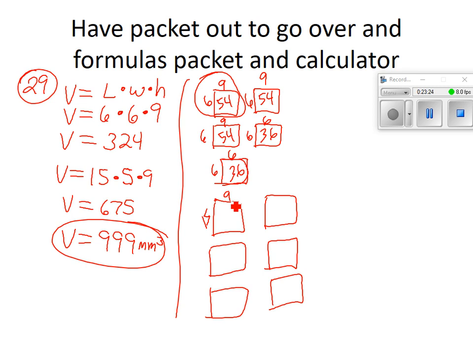Now the top will be the same. We'll leave it blank for a second. We'll come back to it. The front face, what are the dimensions of it? 15 by 5. How about the back face? 15 by 5. The one on the right-hand side, 9 by 5. The one on the left-hand side, 9 by 5. Let's find the area.